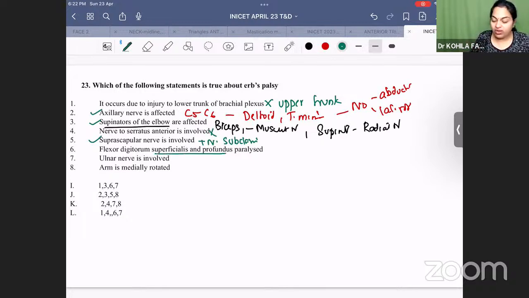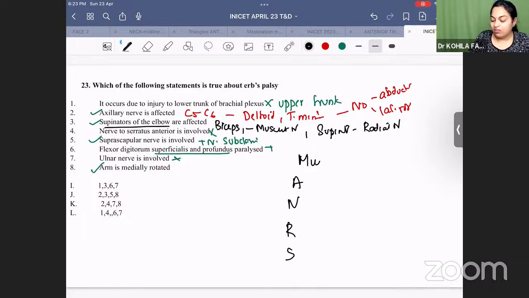FDS and FDP are not involved; the median nerve and ulnar nerve supply them. The ulnar nerve is also not involved. The arm is medially rotated because the lateral rotators, the teres minor, infraspinatus, all that will be paralyzed. Now tell me, what are the nerves involved in Erb's palsy?